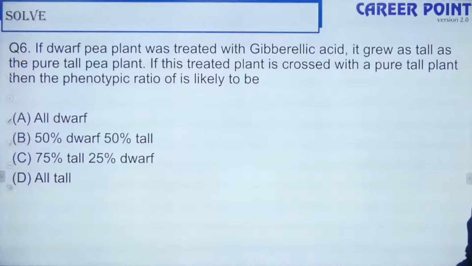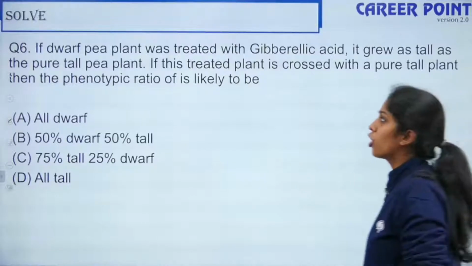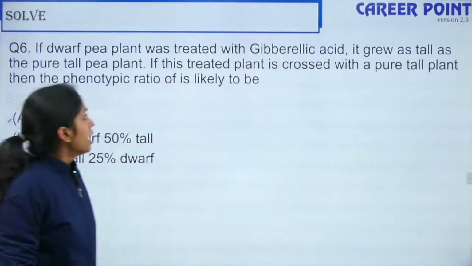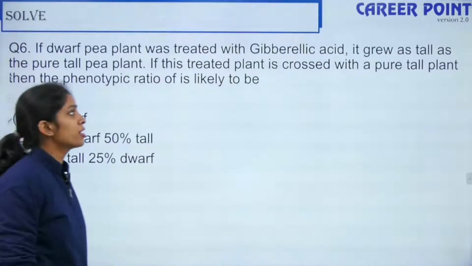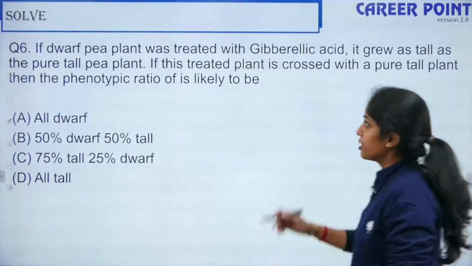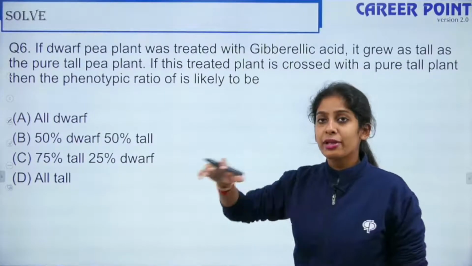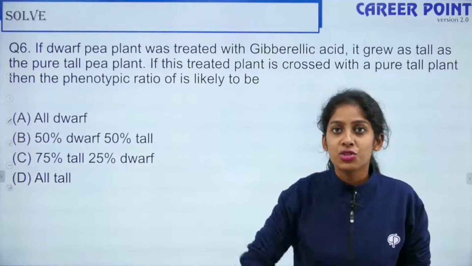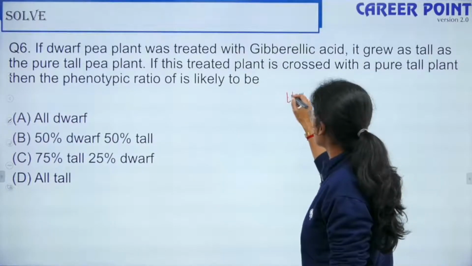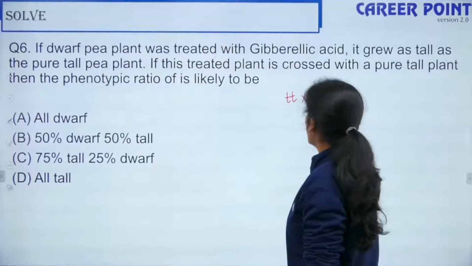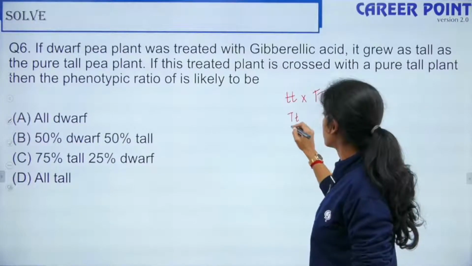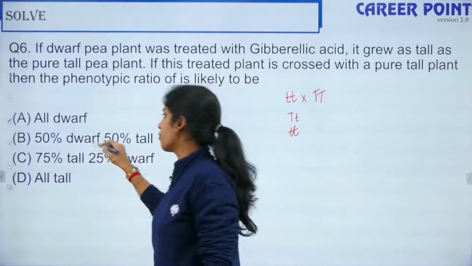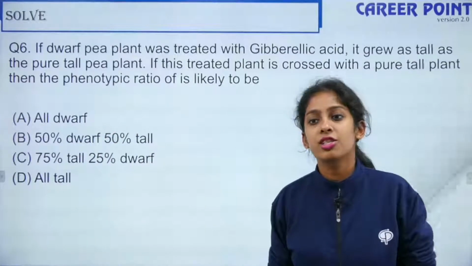So question 6, if the dwarf pea plant was treated with gibberellic acid, it grew as tall as the pure tall pea plant, okay? If this treated plant is crossed with a pure tall plant, then the phenotypic ratio is likely to be? It was initially a dwarf plant. If I give gibberellin, only the phenotype changes, the genotype does not change. So it is nothing but a test cross, a back cross, right? So here the ratio will be 50% dwarf and 50% tall. So here the right answer is option 2.